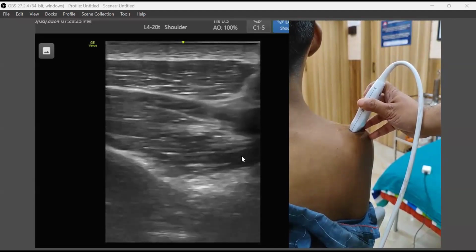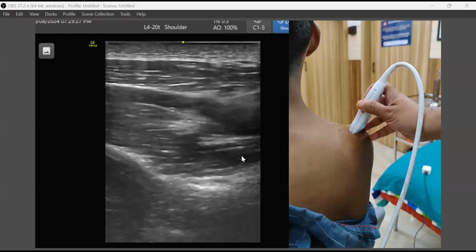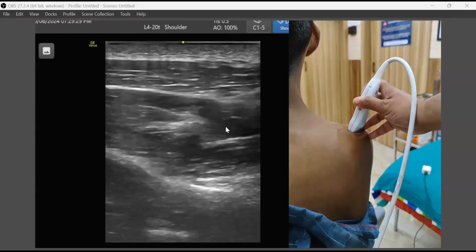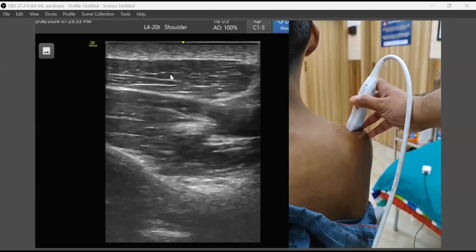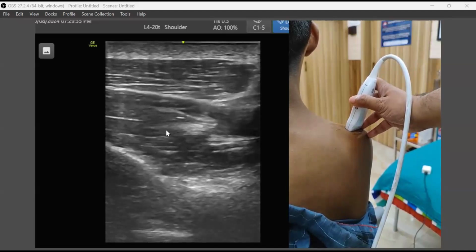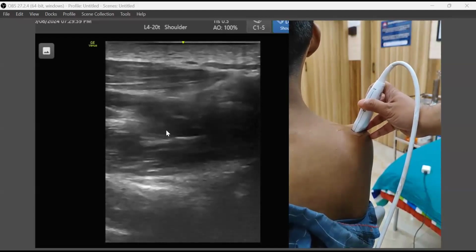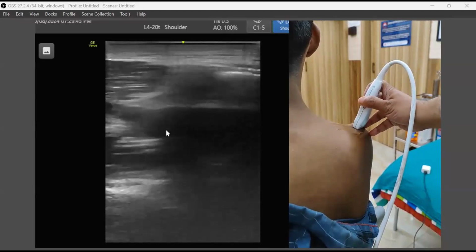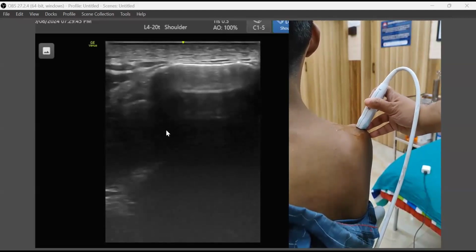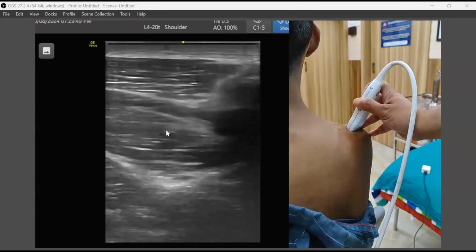Now in the middle, we can see the supraspinatus and the trapezius. The muscle at the top, I think you can see my cursor, is the trapezius, and the muscle below is the supraspinatus. As I move further lateral, we will see the whole of the supraspinatus muscle going under this bone. This bone is basically the acromion.